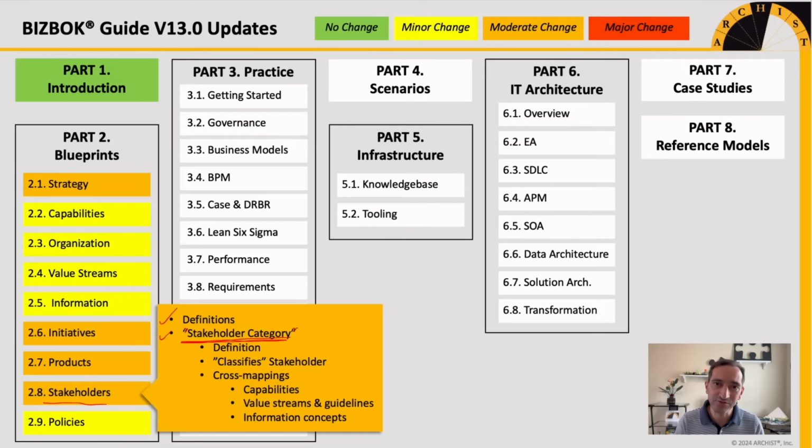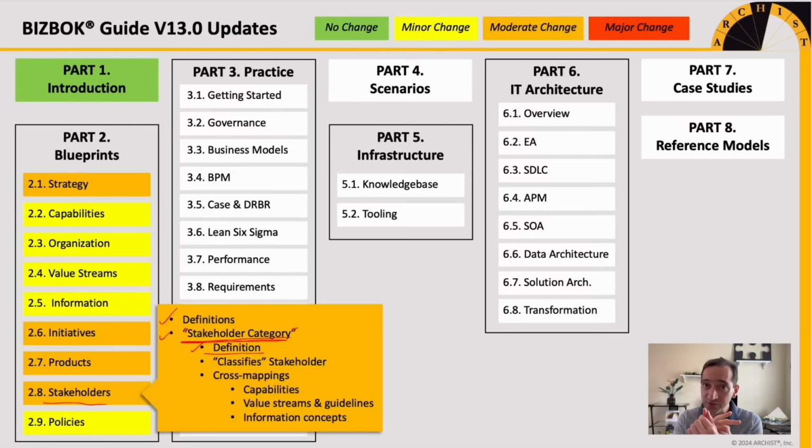So that's really great to see. So a stakeholder category, now we have a formal definition of a stakeholder category. And so, by the way, stakeholder category, it's referring to the three specific categories.